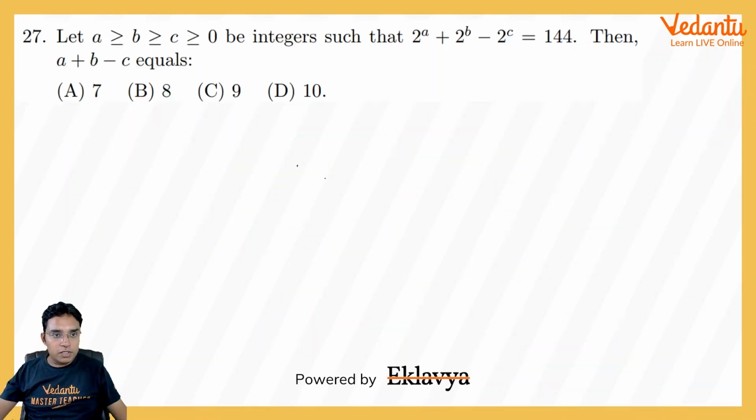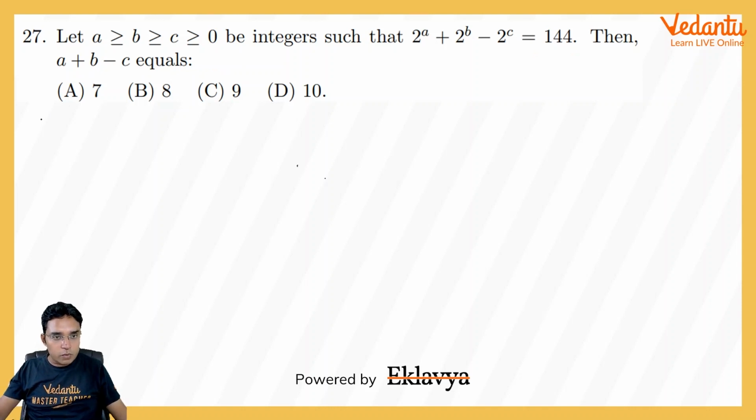Now coming to question number 27, which says let a greater than or equal to b, greater than or equal to c, greater than or equal to 0 be integers such that 2 power a plus 2 power b minus 2 power c is equal to 144. Then a plus b minus c equals.